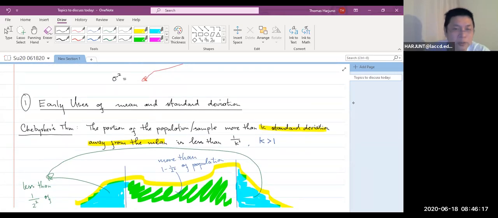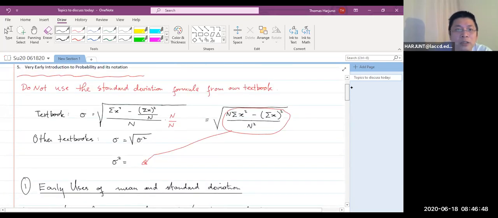But anyway, this is what we have for early use of mean and standard deviation. I call this early use because there's nothing much we can say yet. We will use the mean and standard deviation heavily once we get to part 3, inferential statistics. Right now, we are still doing descriptive statistics, trying to describe the population without getting too much into making any conclusion. That's for the early use of mean and standard deviation.